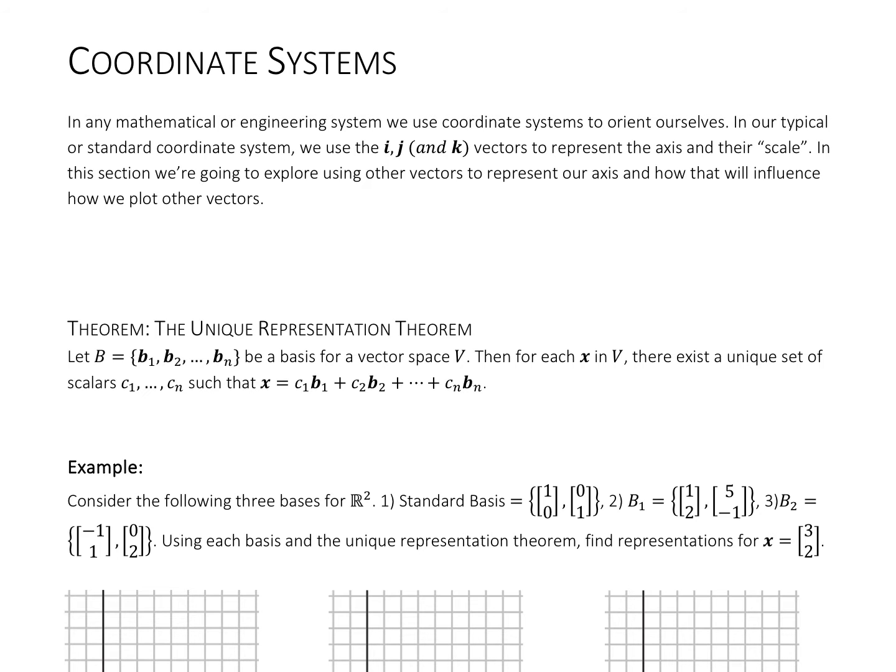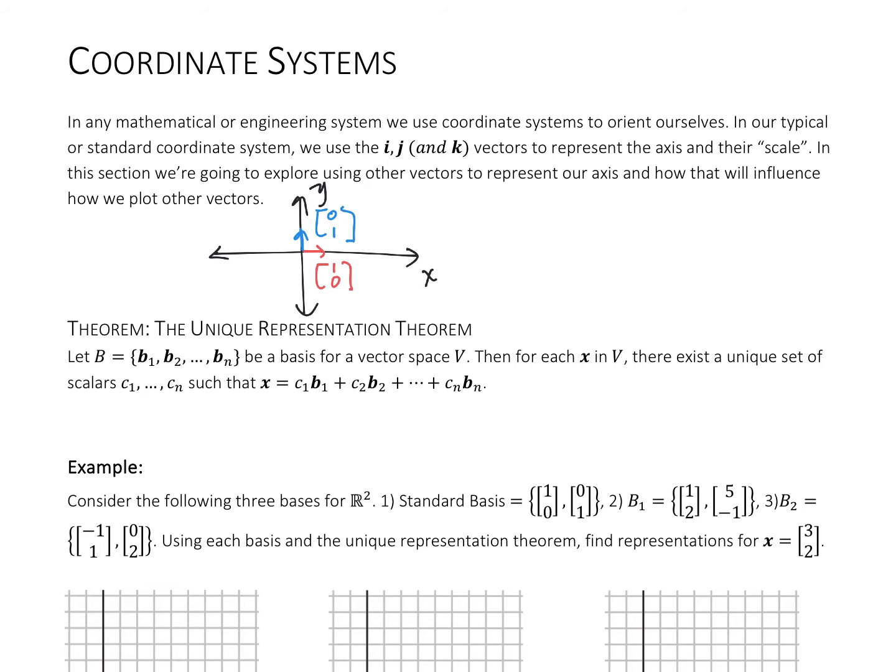In terms of vectors, or in terms of our linear algebra space, we use the i, j, and k vectors to represent our axes. So in two dimensions, here's x, here's y. The i vector is 1 unit along the x direction, and the j vector is 1 unit along the y direction. So this would be the vector (1, 0). This is the vector (0, 1). You've seen this before, just not in terms of vectors.